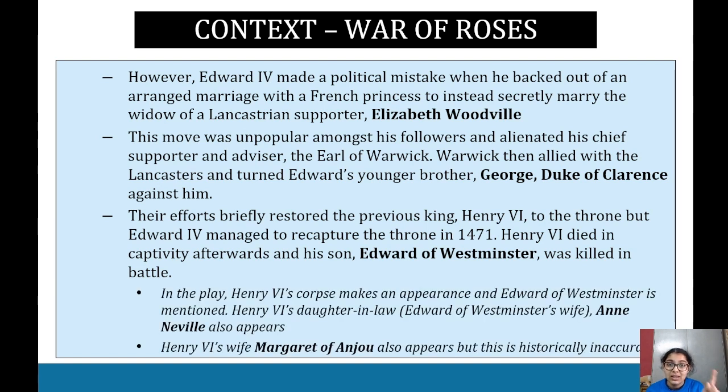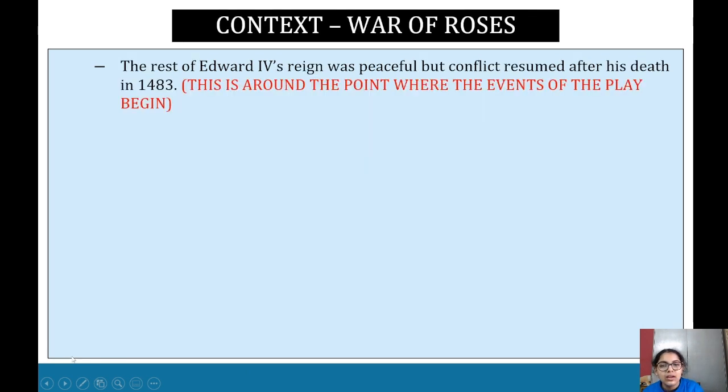In the play, now think of the play here, this guy here who briefly is restored, his corpse makes an appearance, and Edward of Westminster, who's killed in the battle, is mentioned. Henry VI's daughter-in-law, Edward of Westminster's wife, Anne Neville, appears, and Richard marries Anne in the play. And in the play, Henry VI's wife, Margaret of Anjou, also appears, but this is historically incorrect. Like, that's not right. The rest of Edward IV's reign was peaceful, but conflict resumed after his death in 1483.